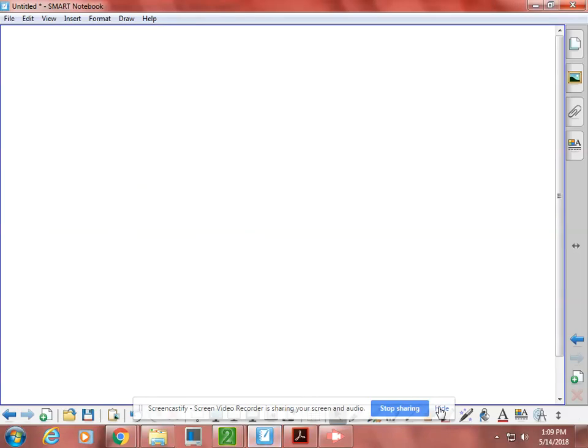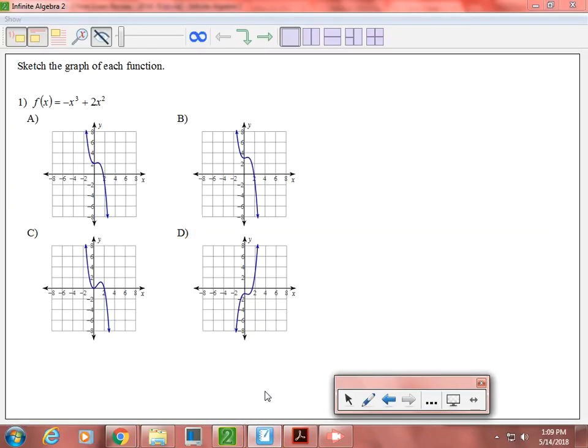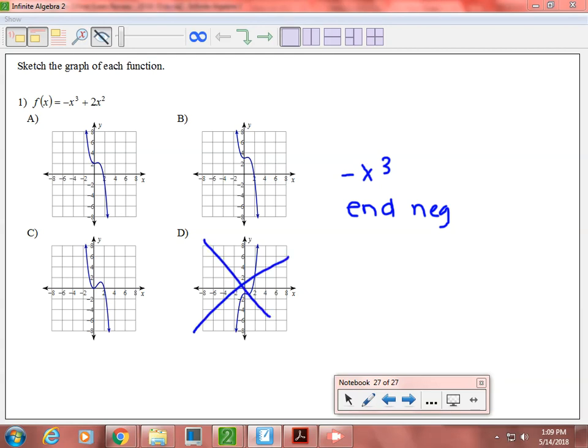All right, we're going to start going through your final exam review. So when we look at the first one, we want to look at its end behavior first. And here's what we know. We know that it is negative x to the third, so we know it's going to end negative. So what I can do automatically if it's going to end negative is I can get rid of letter D right away. So then they all kind of look the same. We know that it's going to have two turning points, and all of them do have two turning points. So we can check that off.